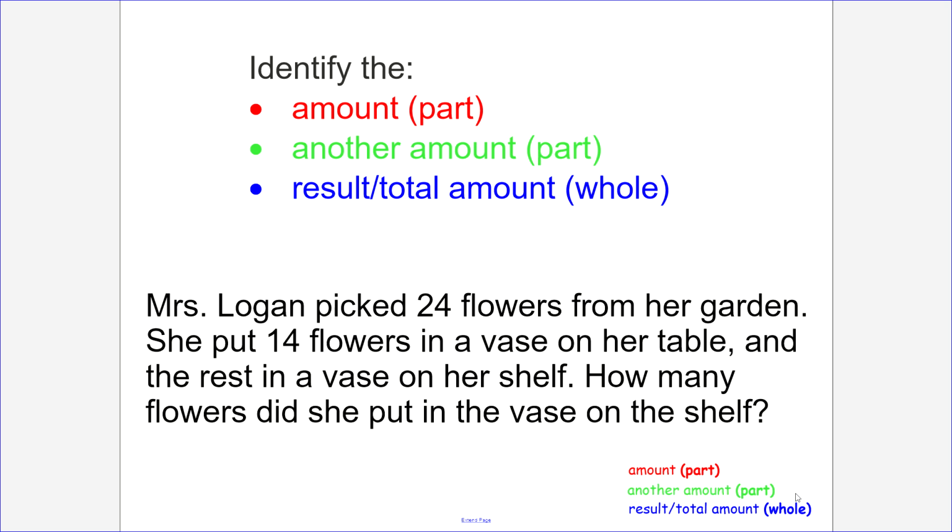Mrs. Logan picked 24 flowers from her garden. She put 14 flowers in a vase on her table and the rest in a vase on her shelf. How many flowers did she put in the vase on her shelf?